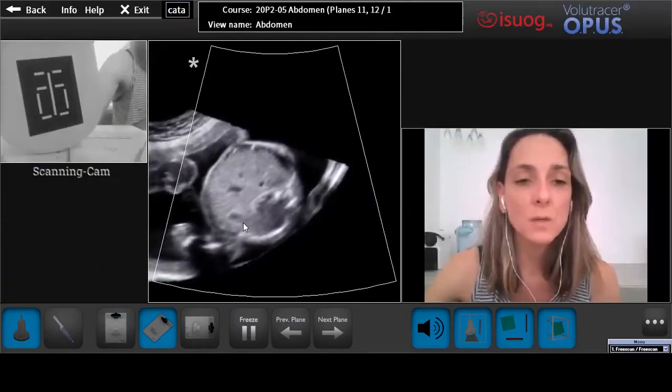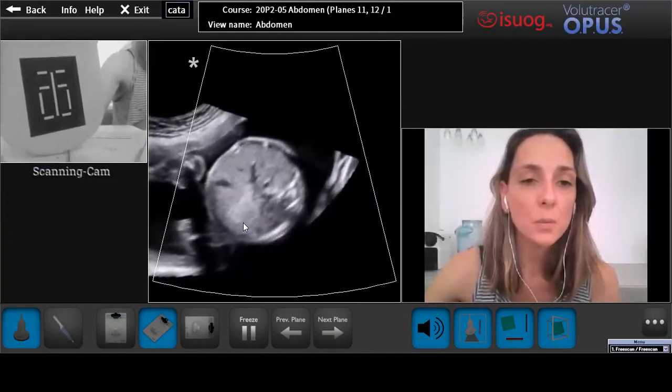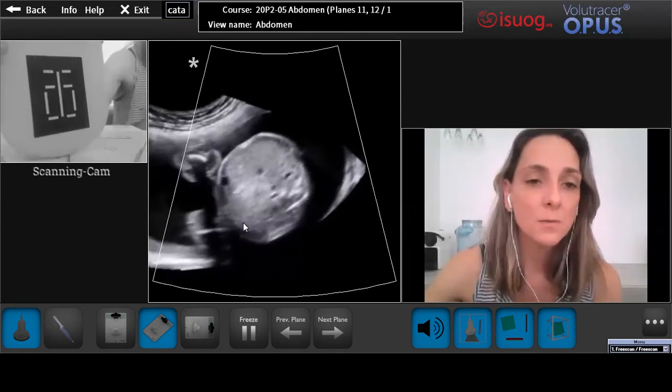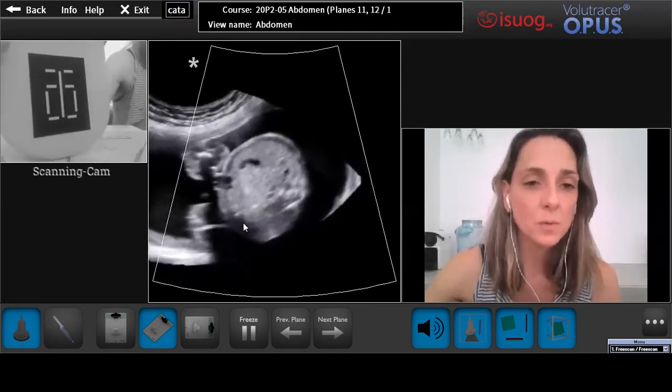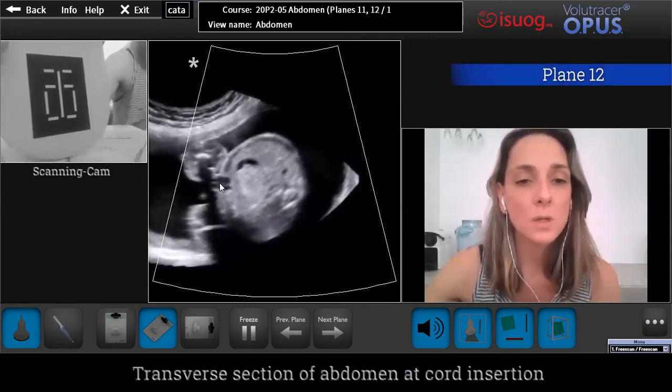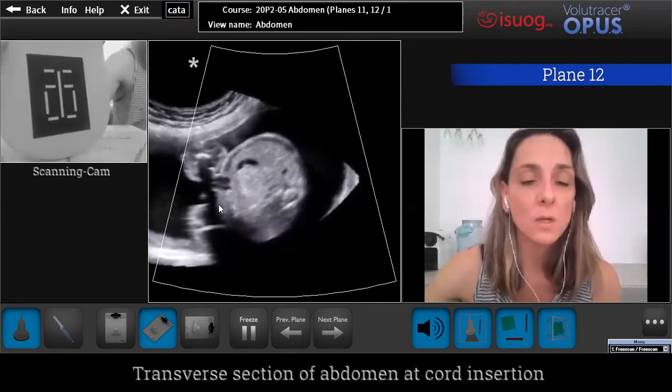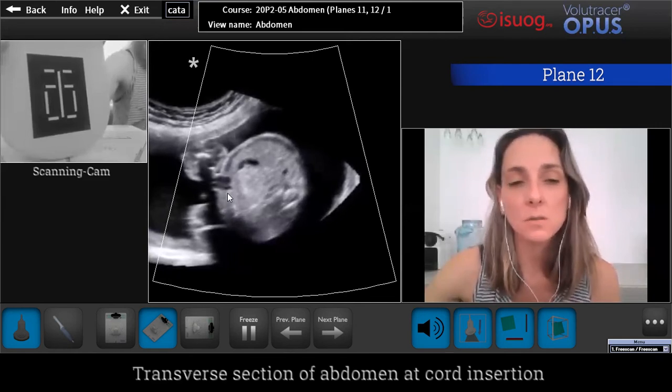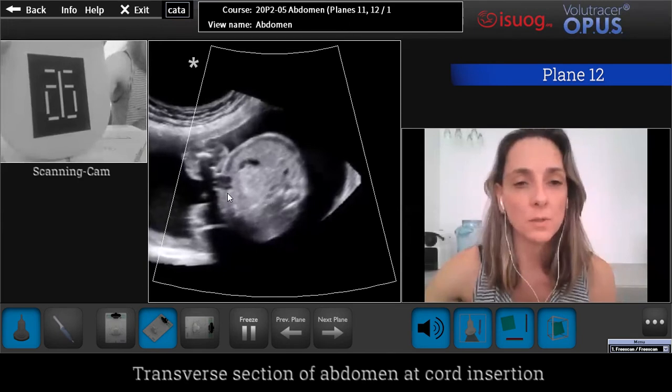From here, we slide down our probe towards the fetal pelvis to find plane number 12, which would be the cord insertion. And here we see the cord inserting in the fetal abdomen. So with this image, we can rule out abnormalities such as gastroschisis or exomphalos.